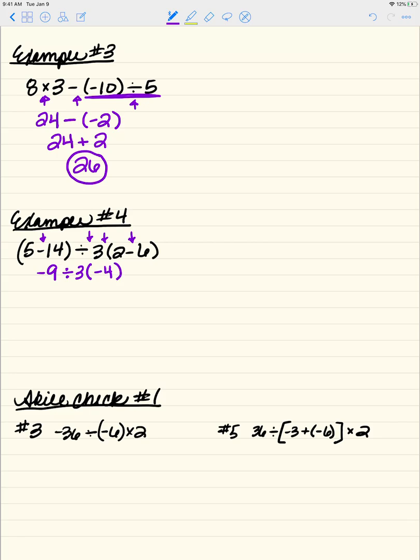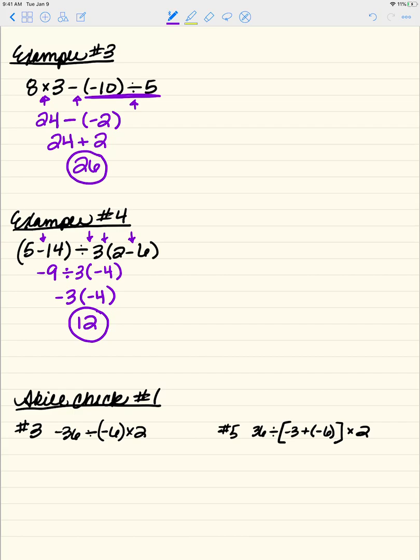Okay, so now I have negative 9 divided by 3 times negative 4. You are going to be tempted in a problem like this to do the multiplication first. Do not do that. From here, we have division and multiplication, which means we just move left to right. So negative 9 divided by 3 gives us a negative 3 times negative 4. 3 times 4 is 12. We have a negative times a negative, so it is positive. The answer is 12.